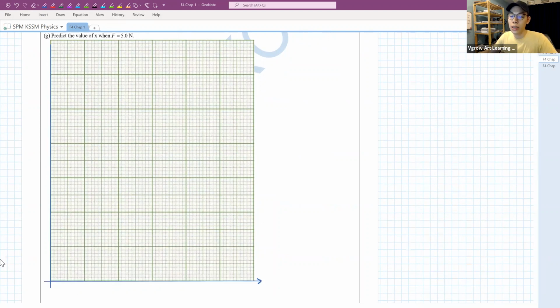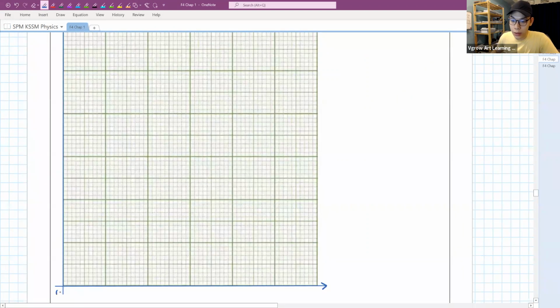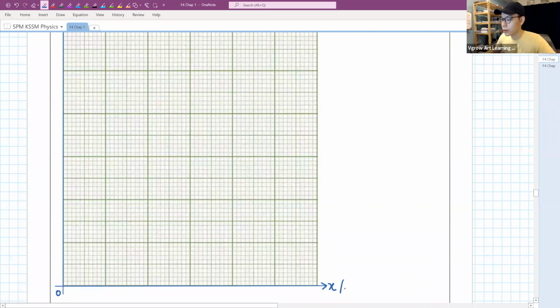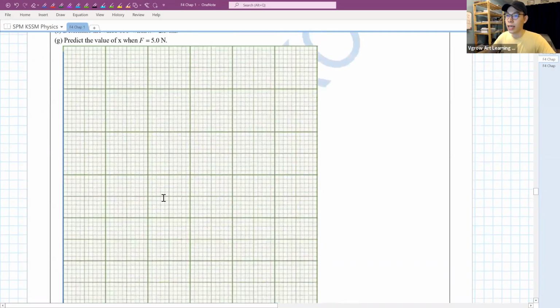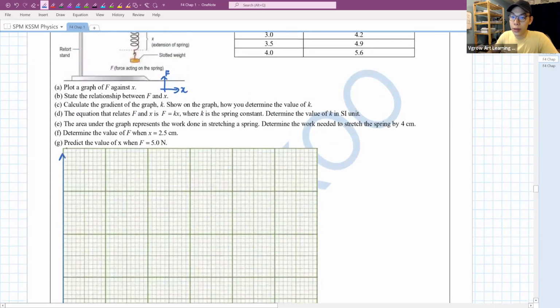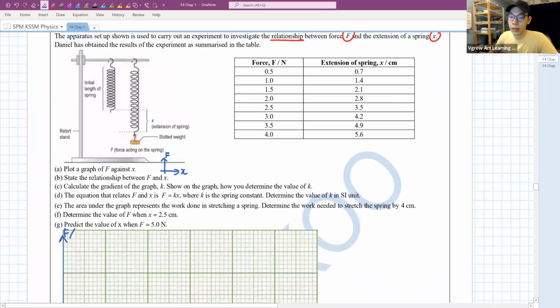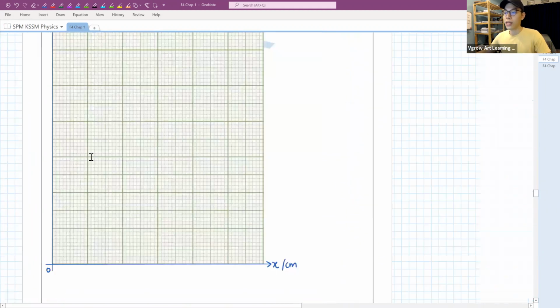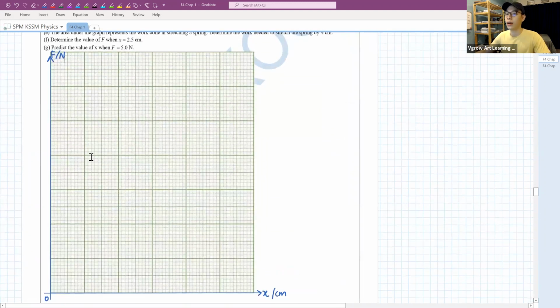Okay, I'll use until the maximum of the graph. So here's 0, let's say. And then now, here would be the x just now we mentioned. Okay, the unit is what? The unit is in cm. So we follow the table. F against x. So F is on top here. This one is N, newtons. Okay, newtons.